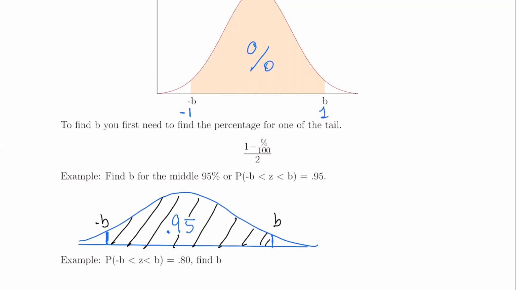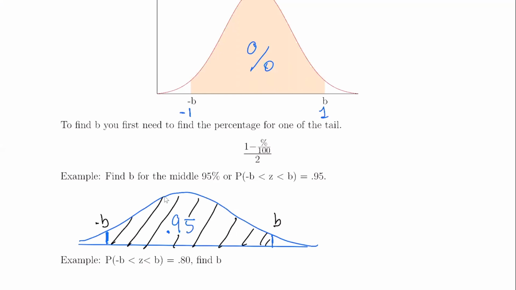So unless you have the newer calculator, you need more information other than this. Because if you have the newer calculator, for the inverse norm, you put area of 0.95 and you select center. But some of you might not have that option. So I'm going to show you how to do that.